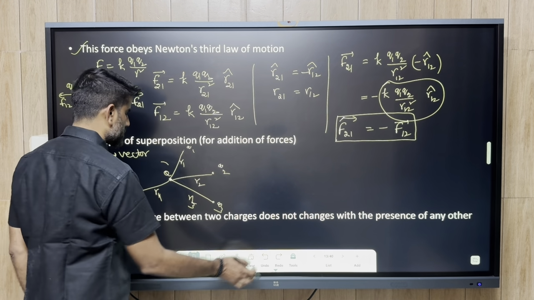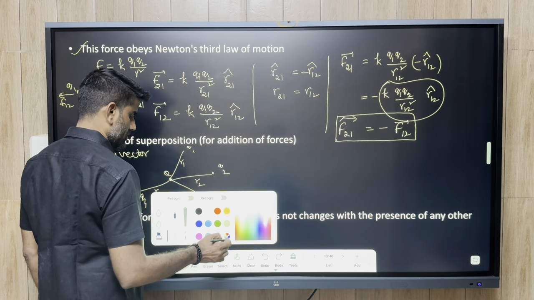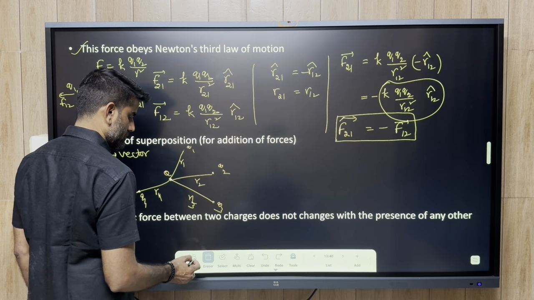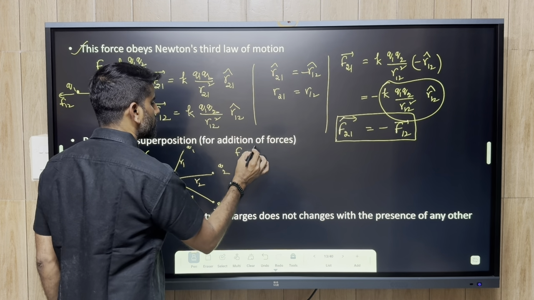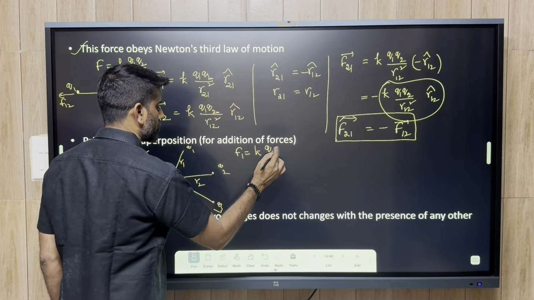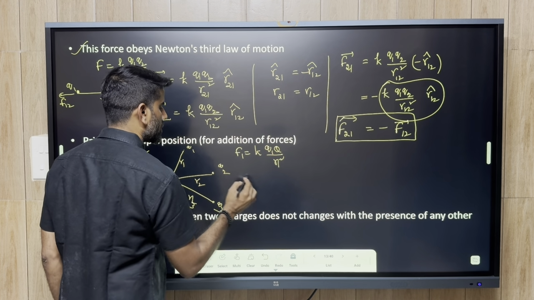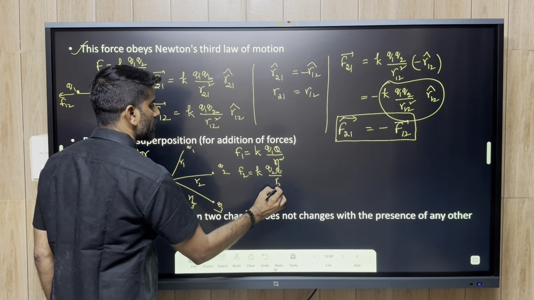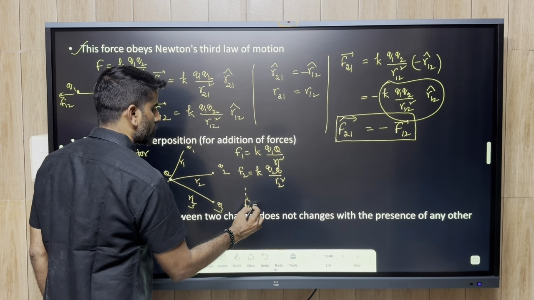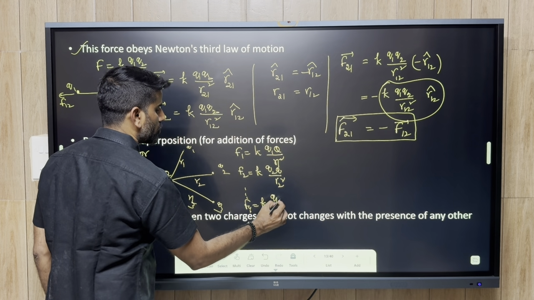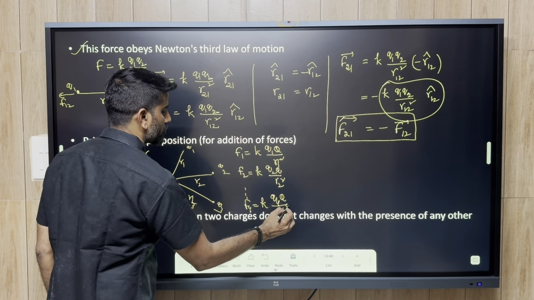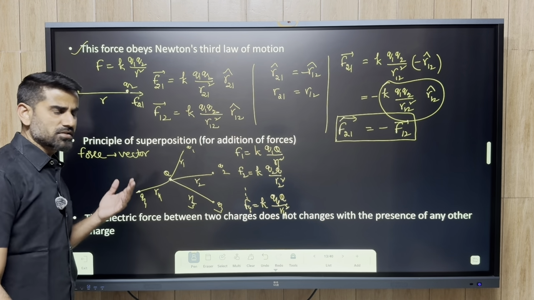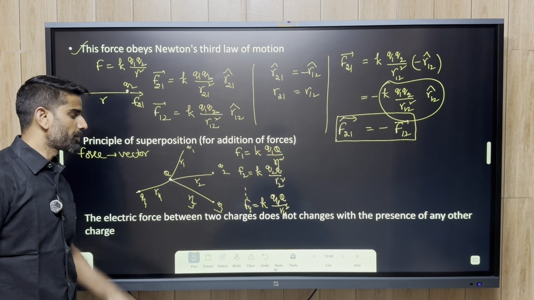Now I am writing every individual charge here. Force F1 is equal to K Q1Q upon R1 square. F2 is equal to K Q2Q upon R2 square. Similarly, F4 is equal to K Q4Q upon R4 square. And Q3 is also there, F3 is also there, but anyhow, there are multiple charges which are exerting a certain force on Q.